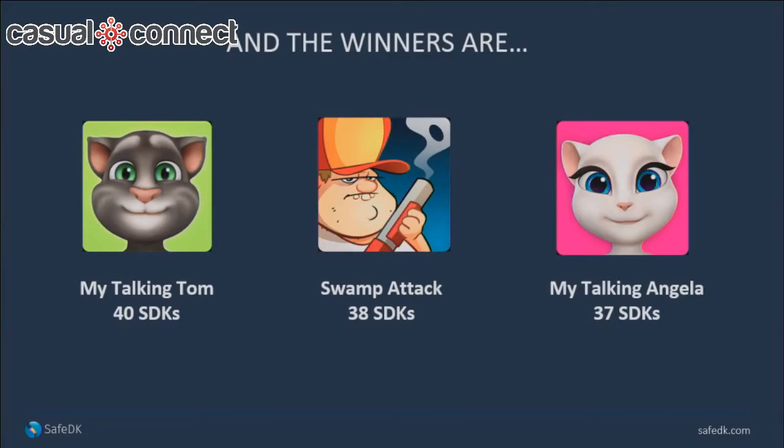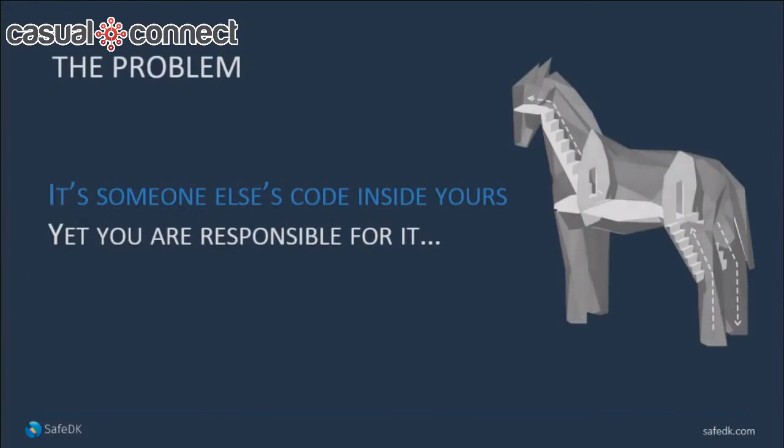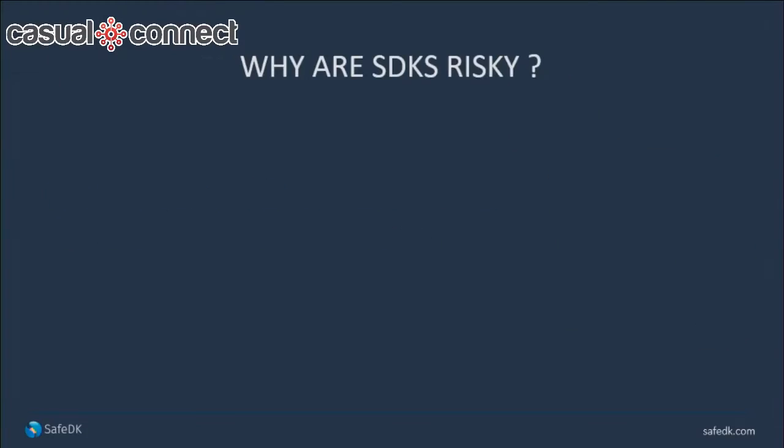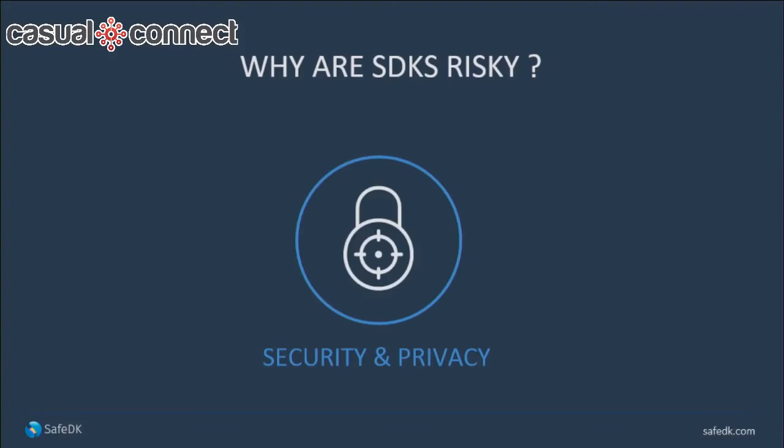Well, we saw SDKs and we saw it's wonderful for the app developer to use SDKs. So what's the problem? Well, the problem is SDKs are someone else's code inside your code, yet you are responsible for it. You are responsible for it in the eyes of Google and in the eyes of Apple and of course in the eyes of your users. Why is it such a risk? We've identified 2 major domains of risk when using SDKs. The first one is security and privacy.